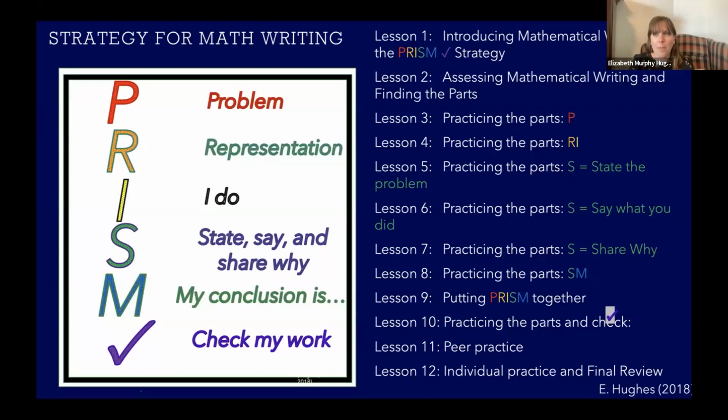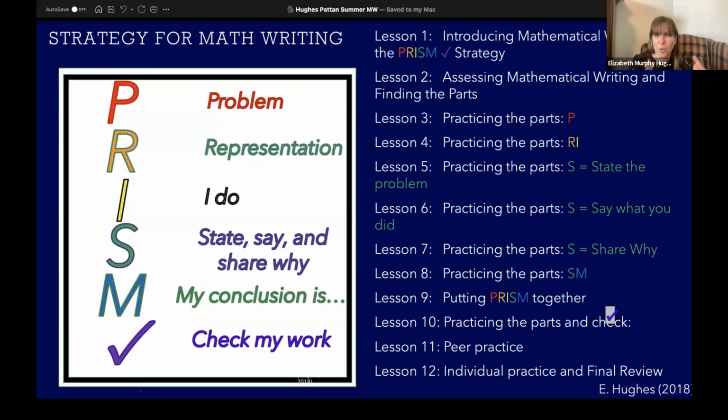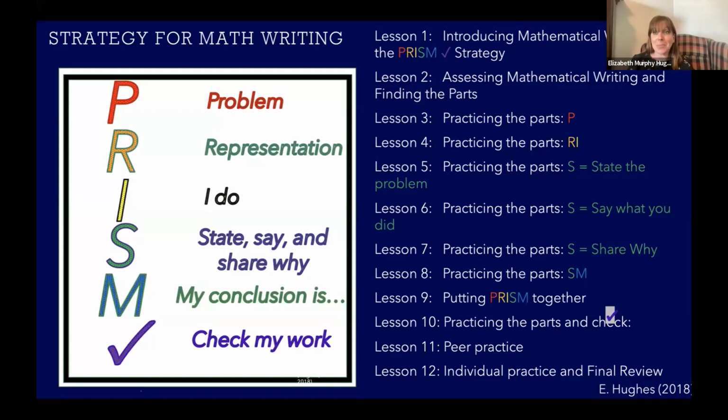We talk about the problem and what it means to address a word problem. What does drawing a representation mean? And I do mean solve the equation. How do we write an equation that matches what's in the word problem? S stands for state and share why, which we'll get into in greater detail. And then M is that closing sentence, my conclusion, and then checking your work. So we talk about all those things and how good math writers do all those things. And that's lesson 1. We don't do any math and we don't do any writing.